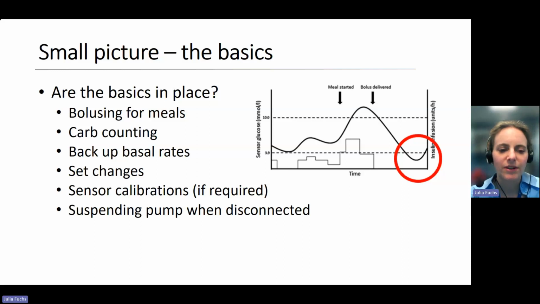And then the last thing that's quite important is, are they suspending the pump when it's disconnected? So if they take it off for things like sports, are they suspending it? Because if they don't suspend it, the learning algorithms will continue to learn while the pump is not on their body, thinking that the insulin's going in when it is in fact not. And that will impact what the algorithm learns. So it's very, very important to suspend the pump when you disconnect for more than 15 minutes and to remind young people to do that.